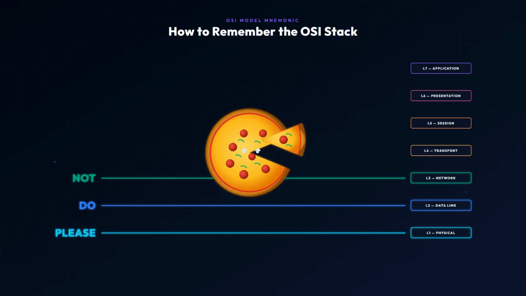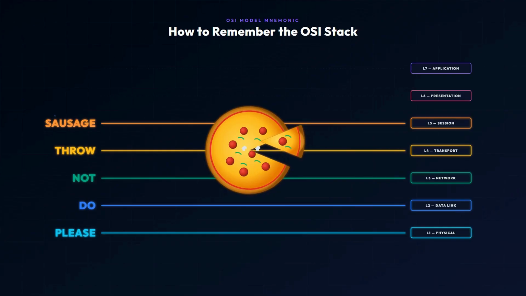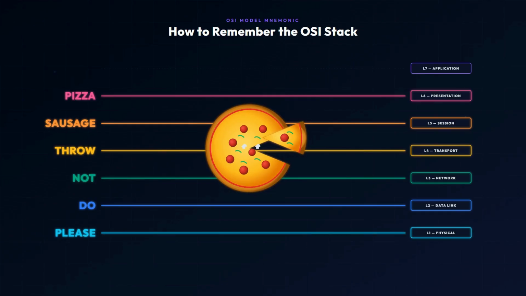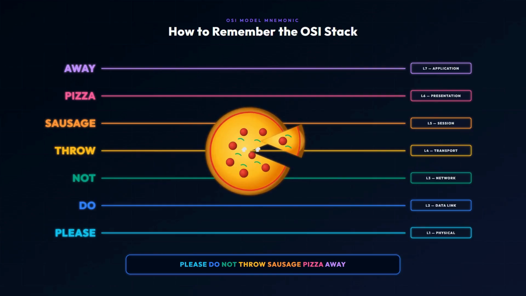Please do not throw sausage pizza away. Please represents physical, do for data link, not for network, throw for transport, sausage for session, pizza for presentation, and away for application layer. Or remember it in reverse order depending on your preference.